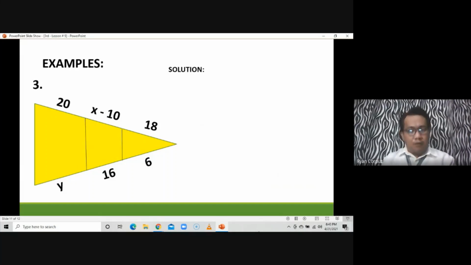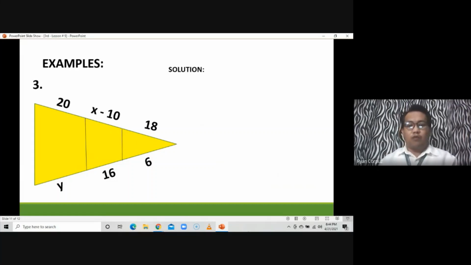Again, we do have here, it's just like, parang triangle ang given natin, pero meron tayo ditong 3 lines na ito, ito yung 3 lines which are parallel to each other. Then, ito namang 2 sides of the triangle, ayun naman yung transversals natin. Then, this segment measures 20, ito ay y, ito ay x minus 10, ito ay 16, ito ay 18, ito ay 6. So what we are going to do first to solve for the value of the unknown in the given problem, what we are going to solve for are the values of x and y.